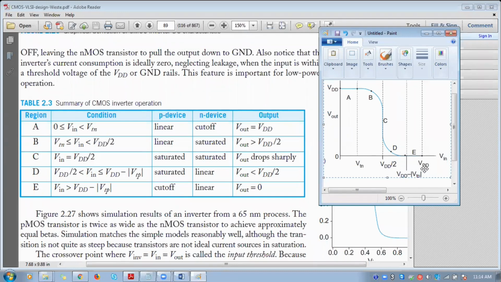The last region is E. At that point, my input will have the maximum value, that is 5 volt or VDD. So in this time, PMOS will be in cutoff region and NMOS will be in linear region. So when your NMOS is in on condition, your output will be directly connected to the ground. So zero voltage will be at output for logic 0. So this is the explanation about DC transfer characteristics of CMOS inverter.